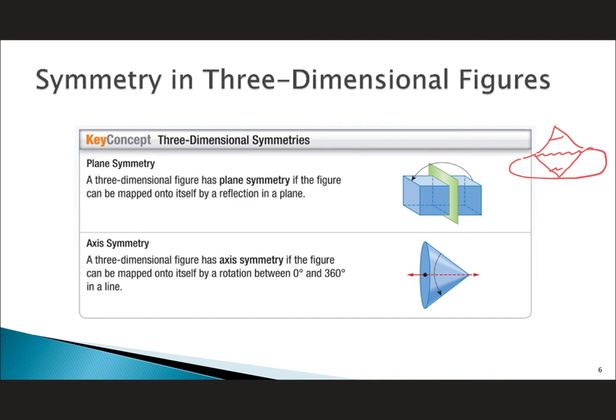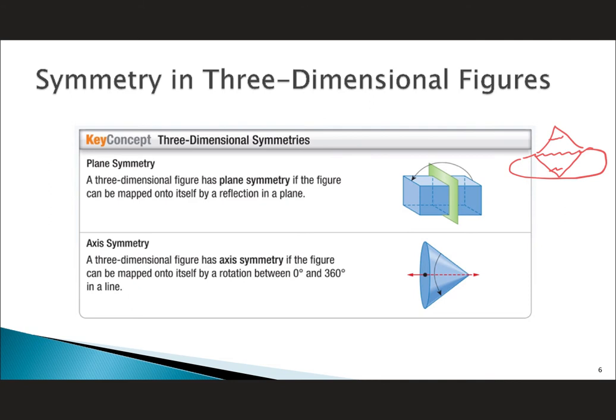Next we have axis symmetry, which is, again, instead of spinning a 2D figure around a point, you're now spinning a 3D figure along a line. Think the wheels on your car. The wheels on your car have axis symmetry because they rotate around the axis of your car.